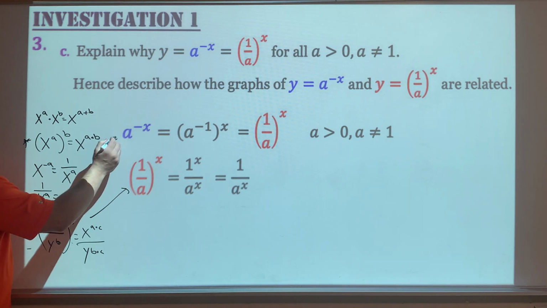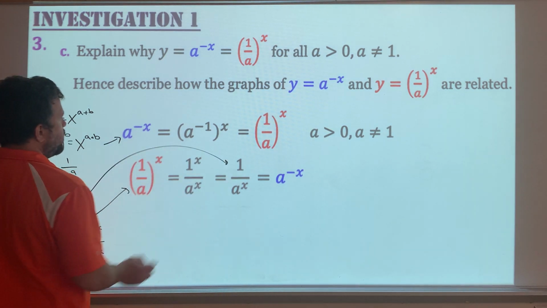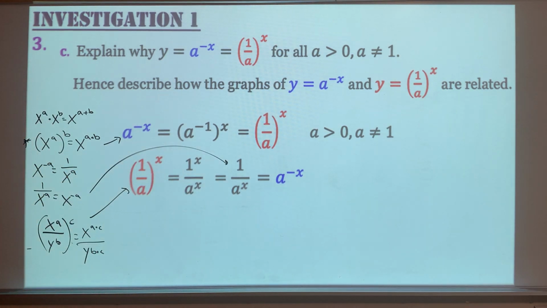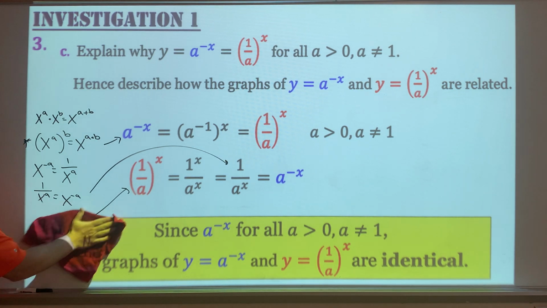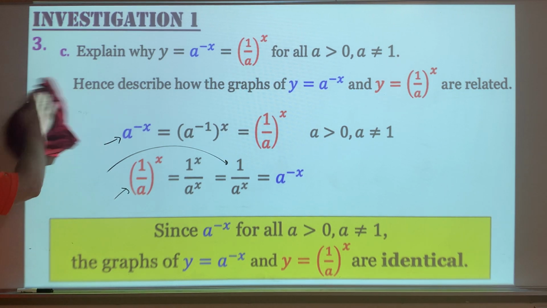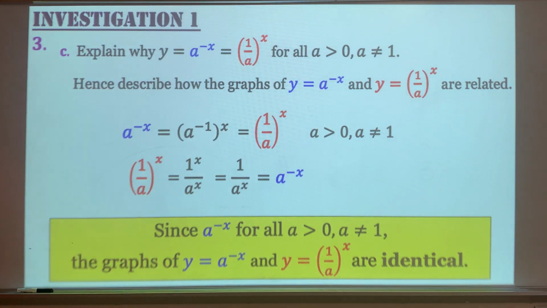This one uses this rule. So 1 to any power is 1 over a to the x. And then using this rule right here, a to the negative x. And that's how you prove they're equal. It's pretty easy. Since a to the negative x, for all the times that a is greater than 0 and a is not equal to 1, the graphs are therefore identical. So all you do is a little mathematical manipulation there to figure that out.